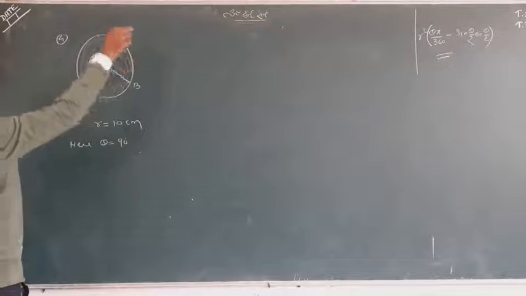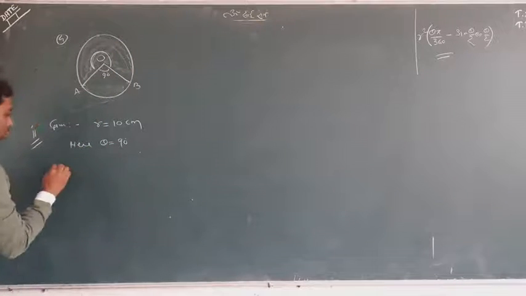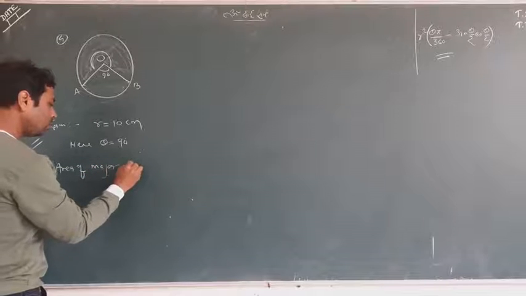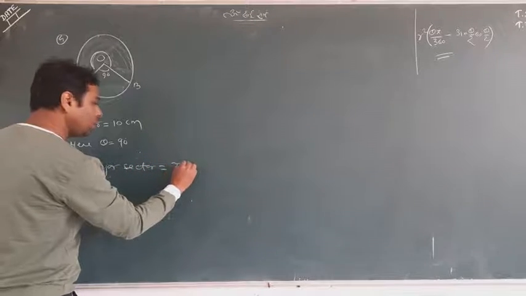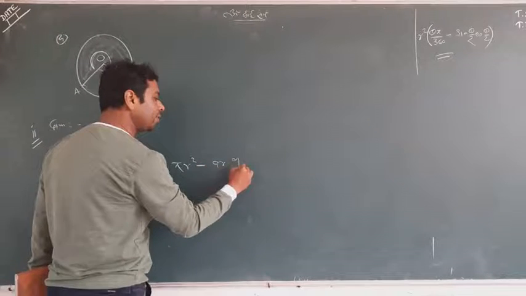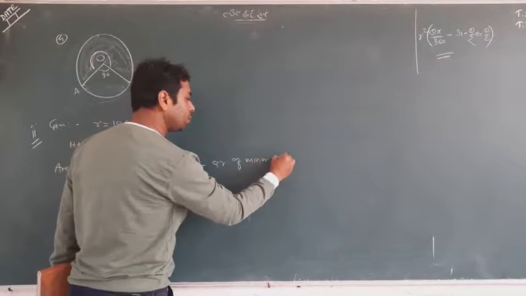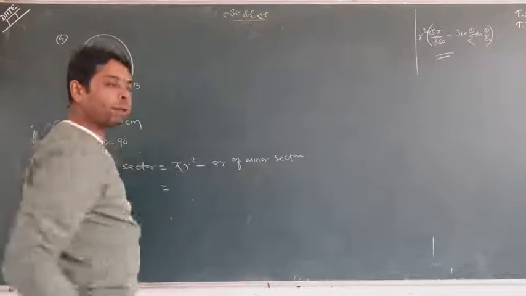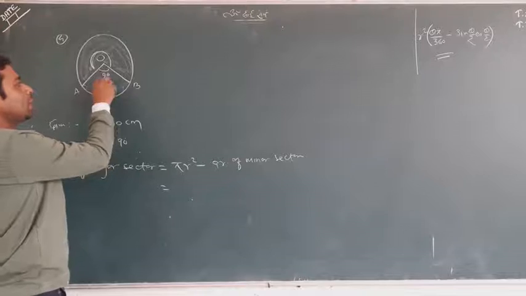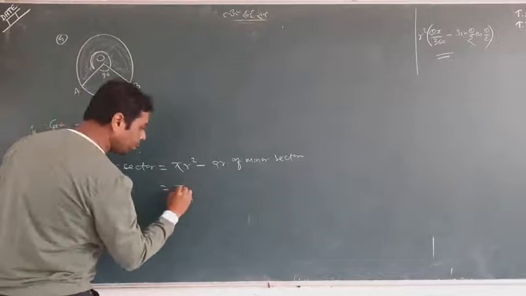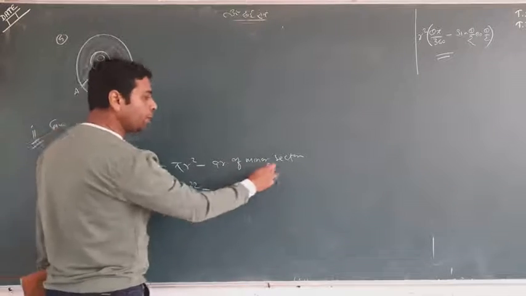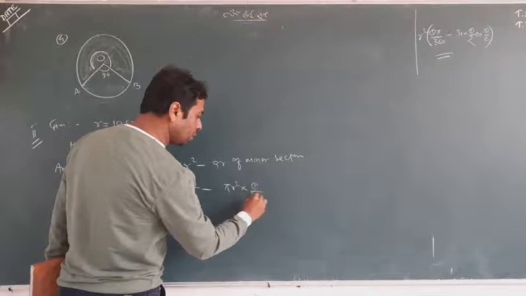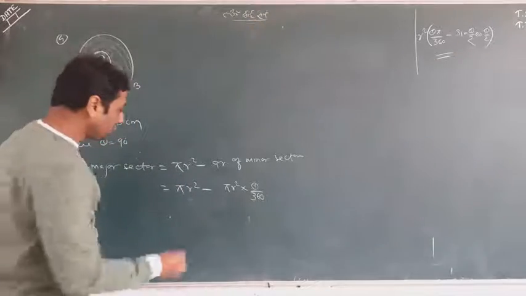Suppose I am using the second one. So area of the major sector is equal to the whole area minus area of a minor sector. You can understand that whole area is pi r square minus area of a minor sector. Minor sector is this one where theta equal to 90 is given. So go on with pi r square minus, what is the formula of area of minor sector? You know it. It's pi r square into theta upon 360.